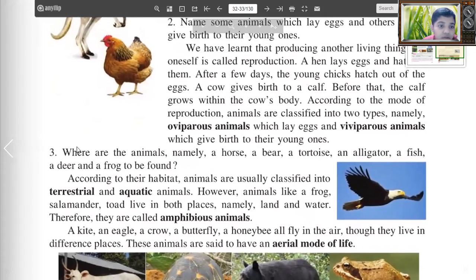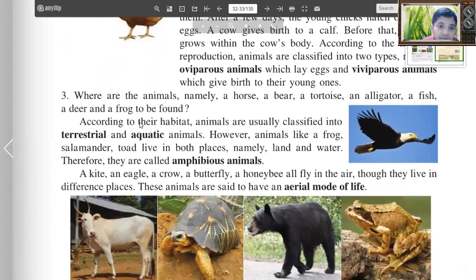Third one. Where are the animals, namely a horse, a bear, a tortoise, an alligator, a fish, a deer, and a frog to be found? According to their habitat, animals are usually classified as terrestrial and aquatic animals. However, animals like a frog, salamander, toad live in both places, namely land and water. Therefore, they are called amphibian animals.